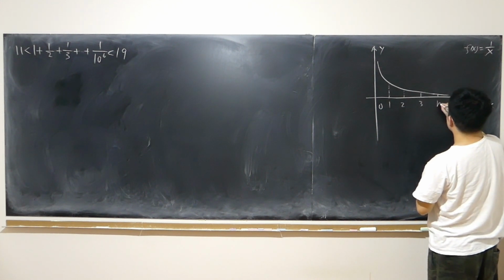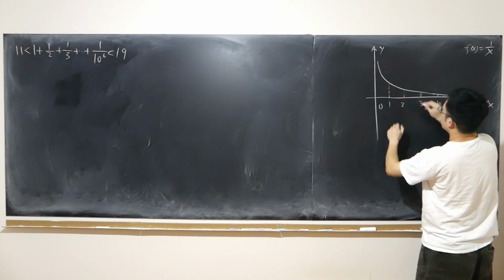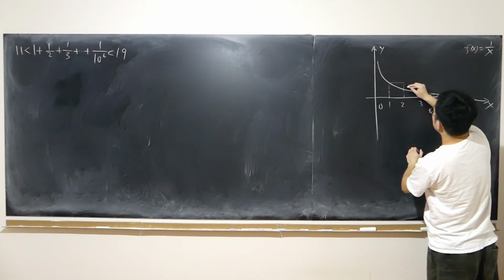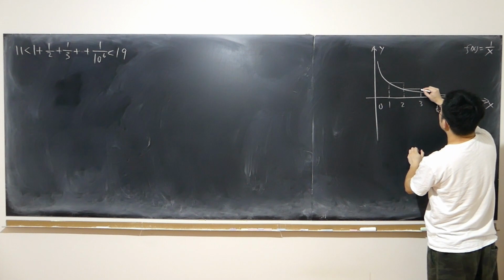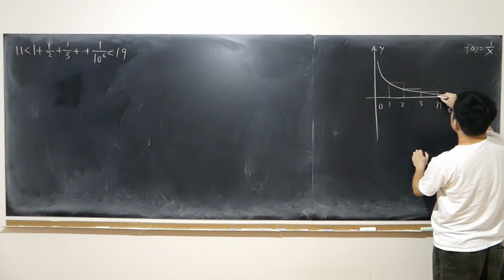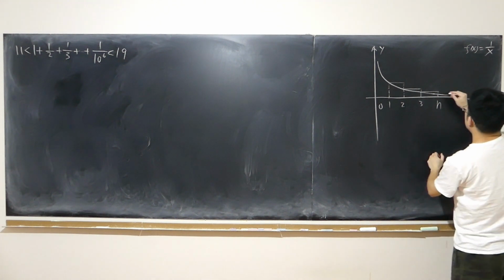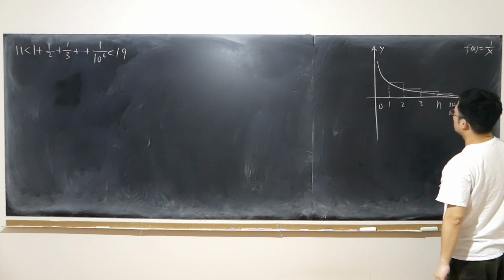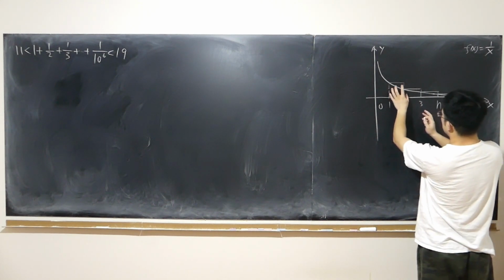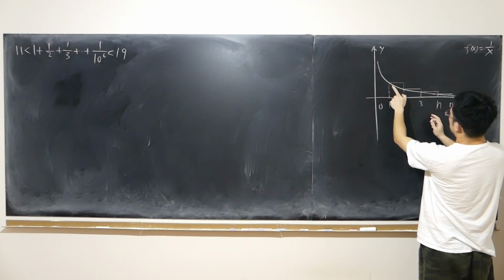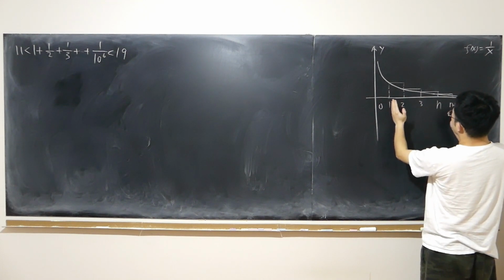One, two, three, and so I'm looking at this area, this rectangle, and also this rectangle, and also this rectangle, and perhaps I'm going to draw this rectangle too. Here's n plus 1. So the sum of the areas of these rectangles is definitely bigger than the area under the curve from 1 all the way up to n plus 1.